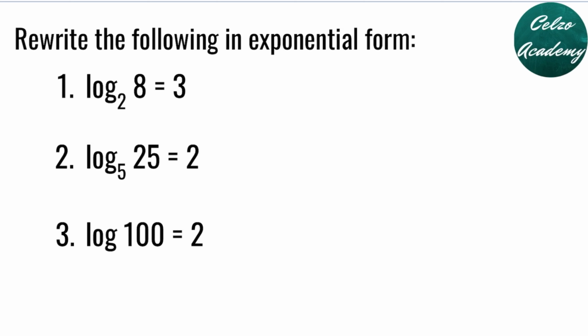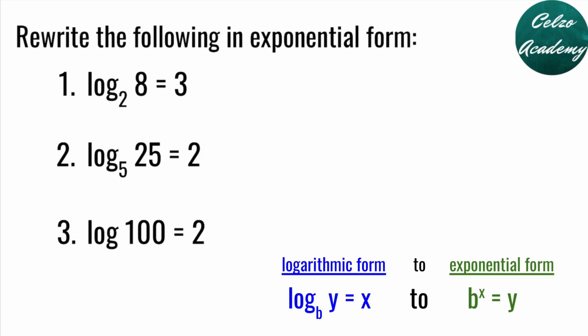Question 1. Log base 2 of 8 equals 3. For this logarithmic form, 2 is the base, 8 is the y, and 3 is the x. So writing this in exponential form, our base is 2, our x is 3, that's the power, equals the value of y, and that's 8. And that is correct because 2 to the third power is equal to 8.